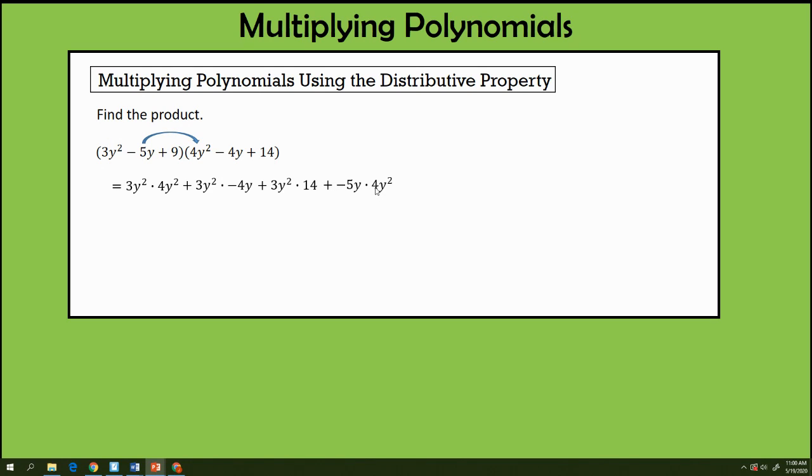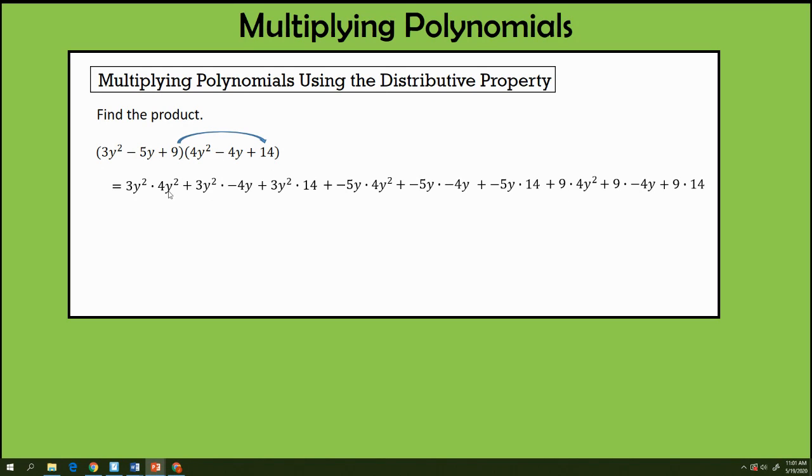Negative 5y times 4y squared. Negative 5y times negative 4y. And negative 5y times 14. It's getting long, huh? And then 9 times 4y squared. 9 times negative 4y. And 9 times 14. Okay, so should have 9 different products here. We're adding together 9 different products because we distributed 3 through 3. That gave us 9.